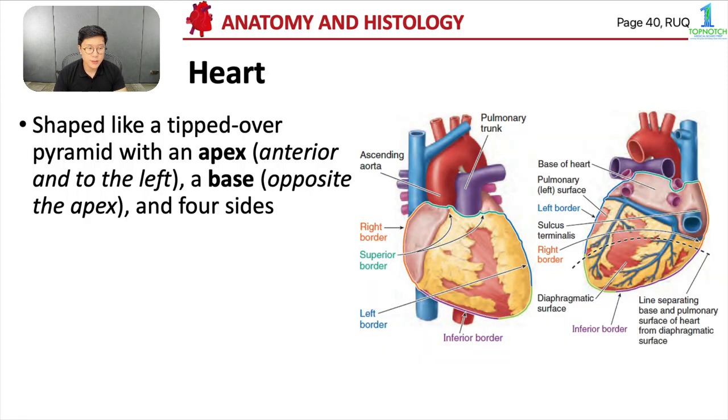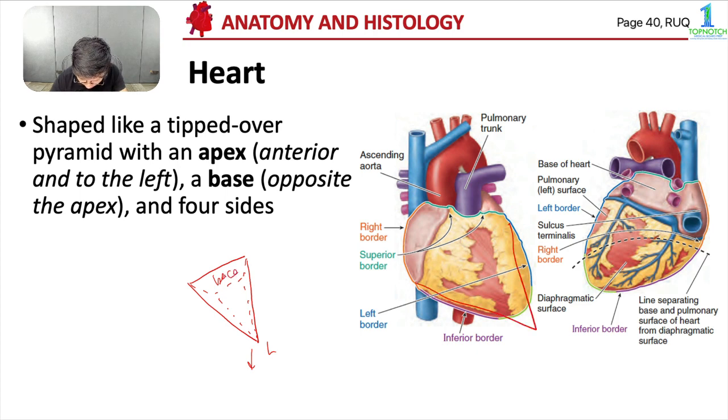Now let's go to the heart. So the heart is shaped like a tipped over pyramid with an apex pointing anterior and to the left, a base which is opposite the apex, and it has four sides. So this is pointing to the left, and anterior. This is the base. As you can see here, this is the pyramid. Then this is the base, when viewed from the posterior aspect.